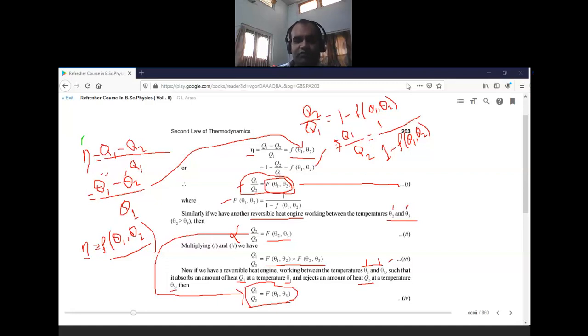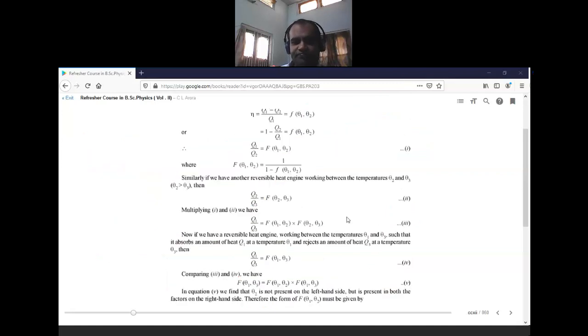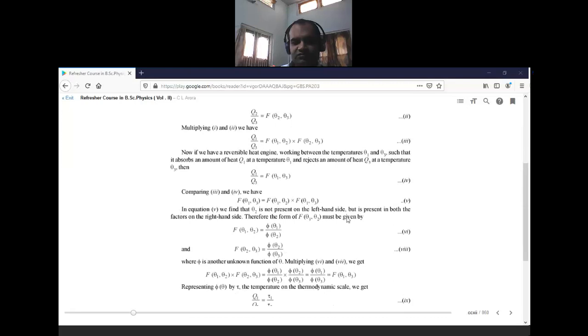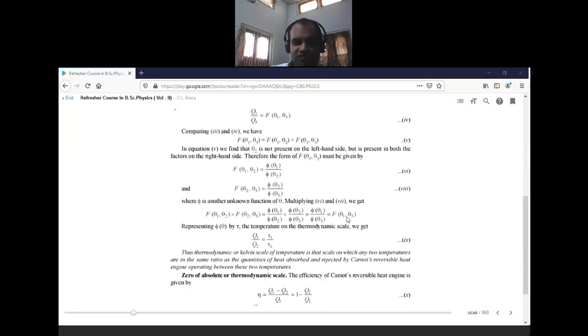Okay, so I have to remove the annotation because I have to go to the next page. Not next page, but next segment.